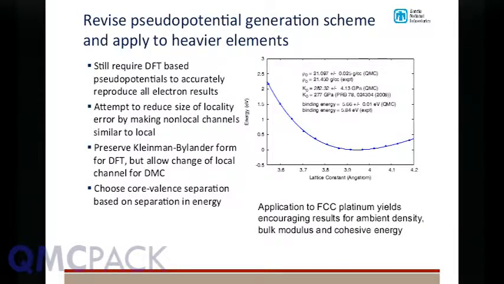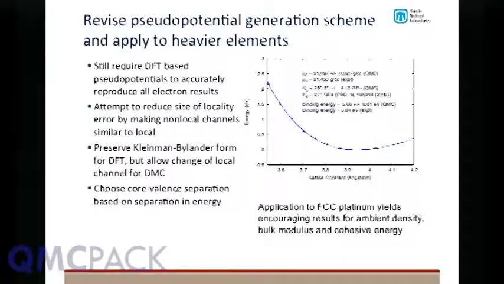So you're preserving a Kleinman-Bylander form, but you're allowing a change also of a local channel for diffusion Monte Carlo. So for example, in platinum, it may be that your DFT calculation with an S channel as local looks pretty good, but you've got 10 electrons in D. So some small change in that potential to the S will result in a very large locality approximation when I do Quantum Monte Carlo. Now in the limit, I have enough projectors in my pseudopotential. It shouldn't really matter which one I choose in the limit of an exact wave function for Quantum Monte Carlo.